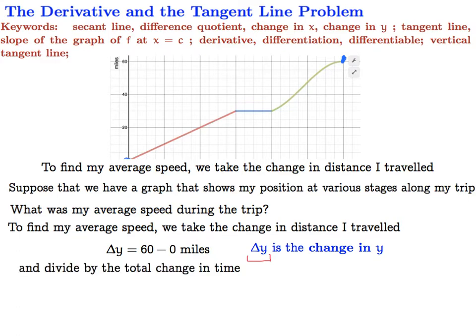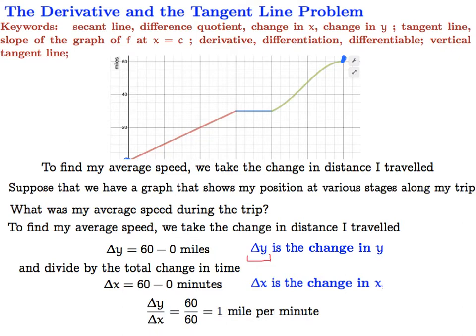And so after figuring out the distance, what we need to do next is divide by the total change in time. The change in time this time is going to be a delta x because it's the change in my x value along the x-axis. 60 minus 0 minutes. Delta x again is a change in x. And now I'm going to divide the two quantities. And so this means that my average speed is going to be equal to the change in my distance divided by change in time, so 60 over 60, which gives me 1 mile per minute in terms of my units.